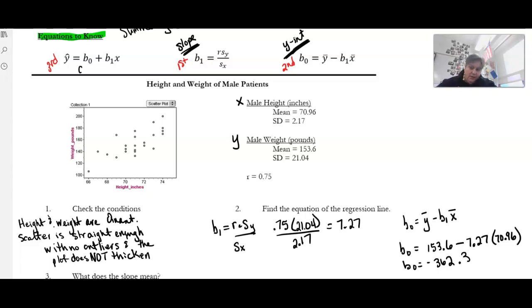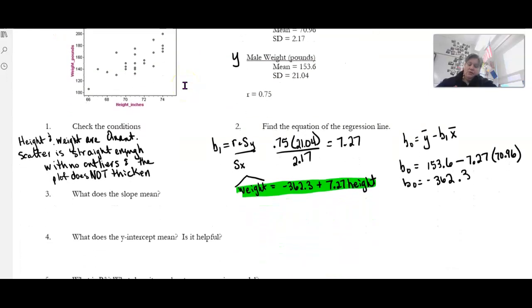So now the last thing I have to do is do this. Now here's the thing. Remember, this one you have to have in context. So y is not y. Y is weight. So we're going to put weight hat is equal to B sub 0, which we found here, plus our slope, B sub 1, times our x, and our x is height. Okay, so I'm going to highlight that because that is the answer. That's what we write.